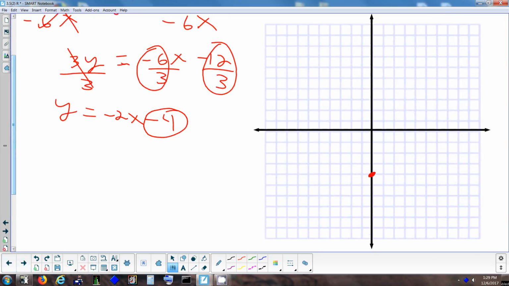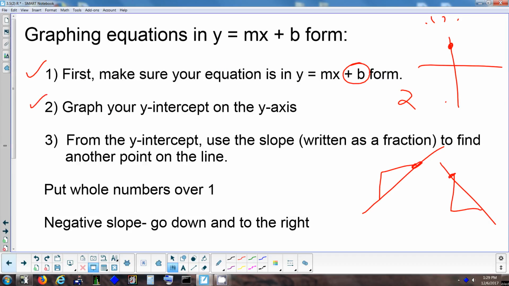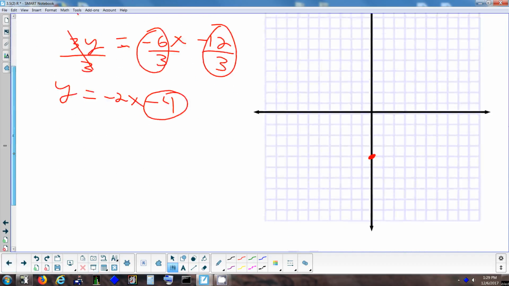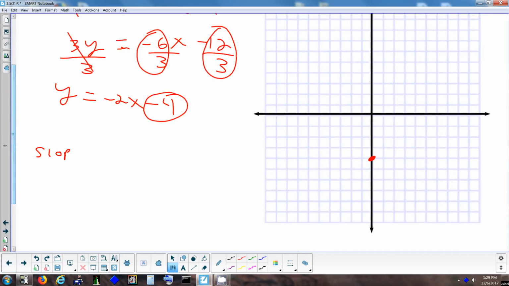Now, is that enough information to draw a line? No, because we have to have 2 things. You gotta have another point. So what do I use to get my other point? The slope. Perfect. From the y-intercept, use the slope. What's the slope? Slope is negative 2, but it's not a fraction, so we can always put it over 1. So here are your directions for how to get to another point. What does this mean as a direction? Down. Down how many? 2. And then we go which way? 1 unit to the right.